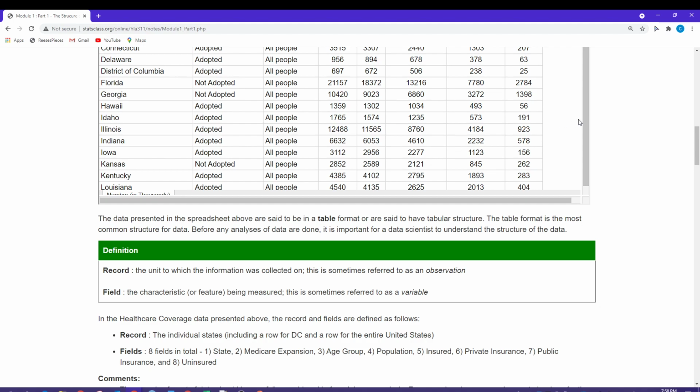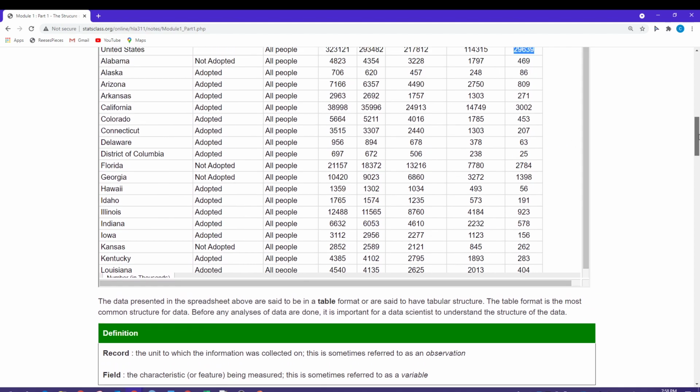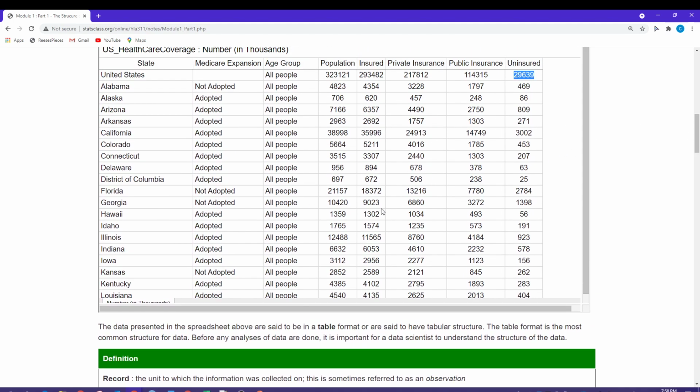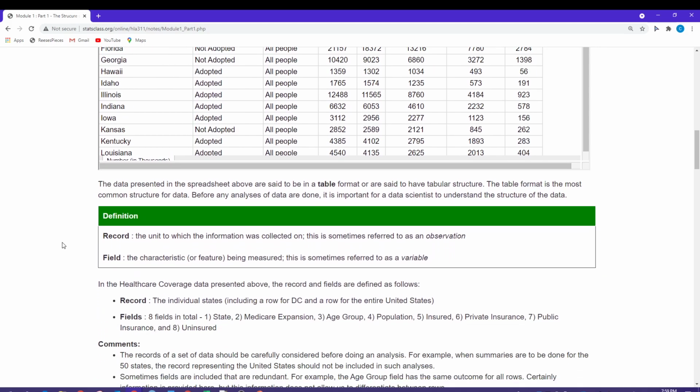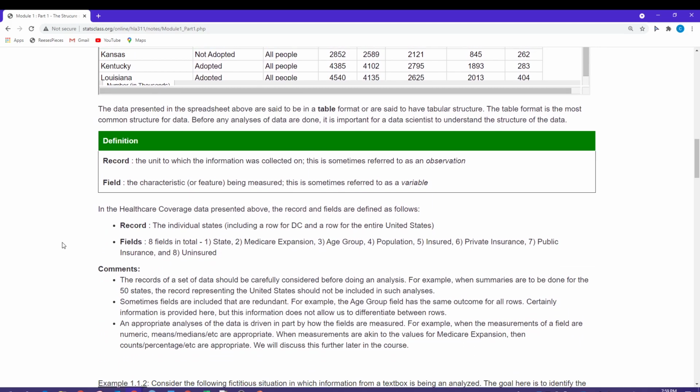So when data is presented like this in a spreadsheet, we often refer to that as a table format or a tabular format. The table format is certainly the most common structure for data. Before any analyses are done, it is important for us to understand what kind of structure our data has, what the rows represent in our data, and what the columns represent in our data. So let's talk a little bit more about that.